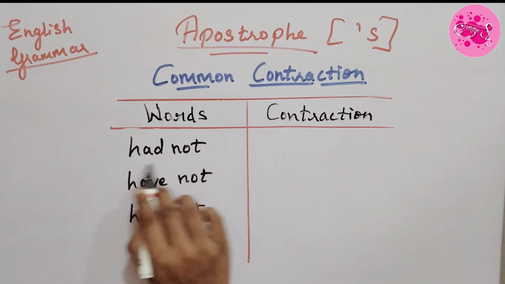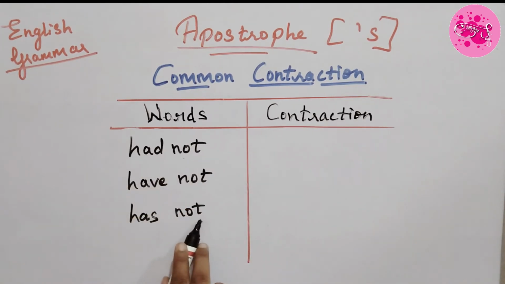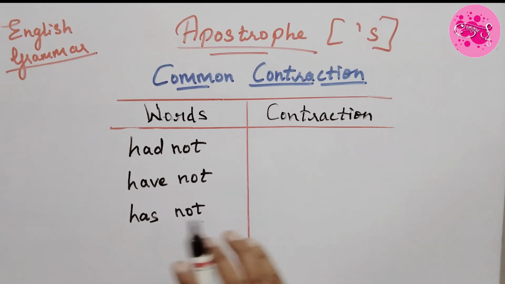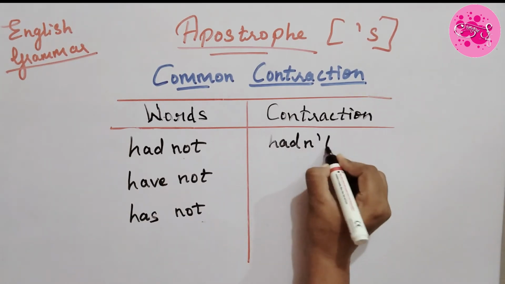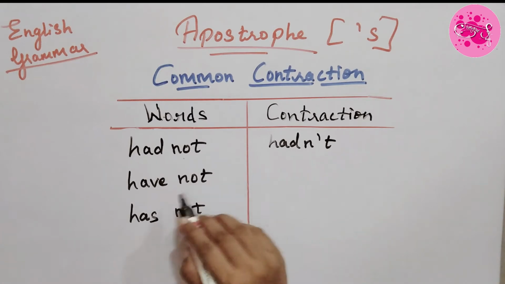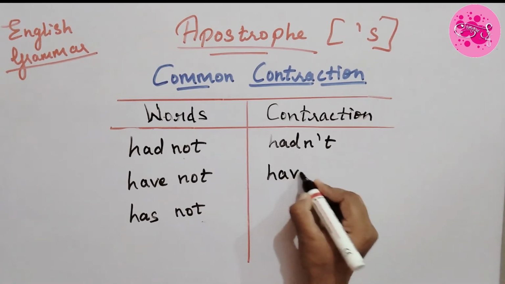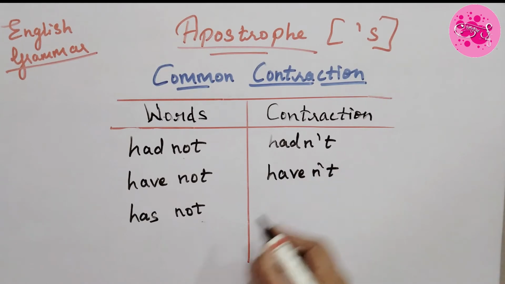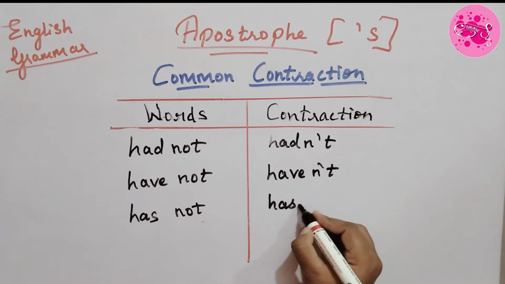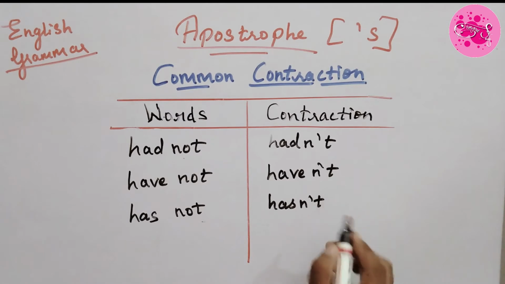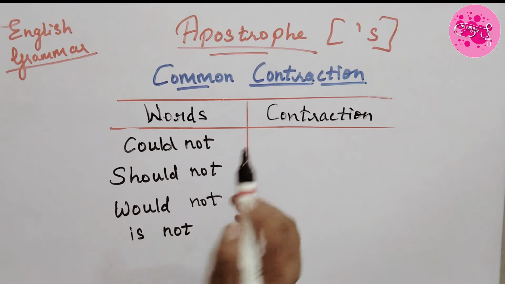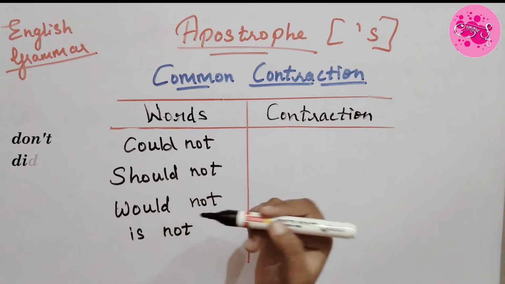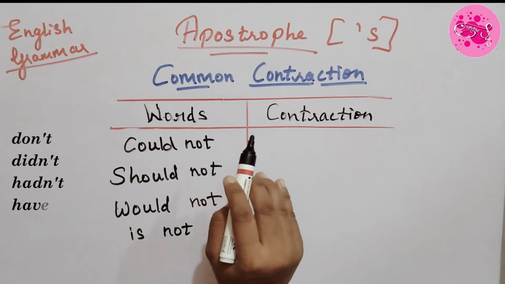Then next, had not, have not, has not. How can we write the contraction? Had n apostrophe t. Hadn't. Haven't. Hasn't. Clear?